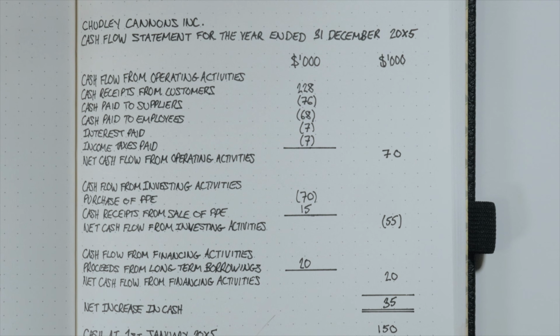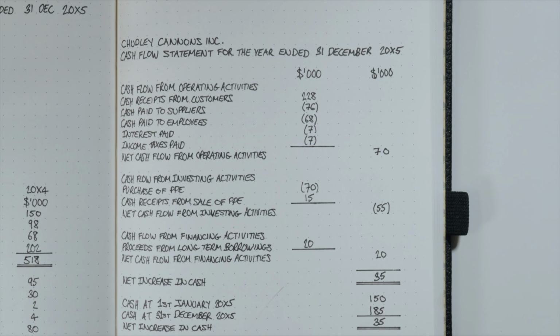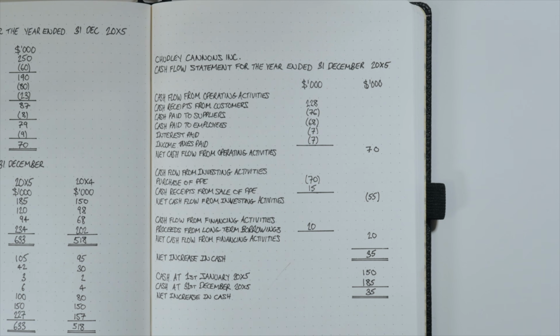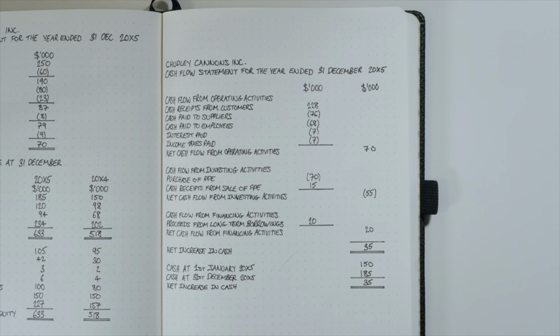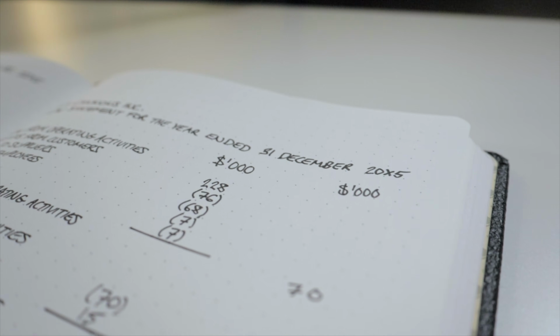The first thing to note is that the cash flow statement covers a period of time, and we put this in the header. Remember I said that cash flows relate to the amount of cash that has flowed in or out of a business over a period of time. Here we have the year ended the 31st of December, but this could easily cover a quarter or a month.